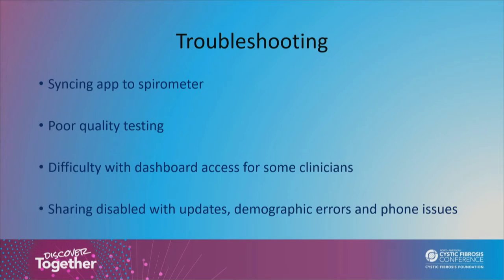I changed my password and I still can't get in. And then sometimes our patients would disable sharing, either accidentally or when the app would update. They'd have demographic errors, so when you'd go in and see that your patient with totally normal lung function now has an FEV1 of 50% because they made themselves 7 feet tall instead of 5 feet tall. I can't stress enough that making sure your demographics are accurate is very important.